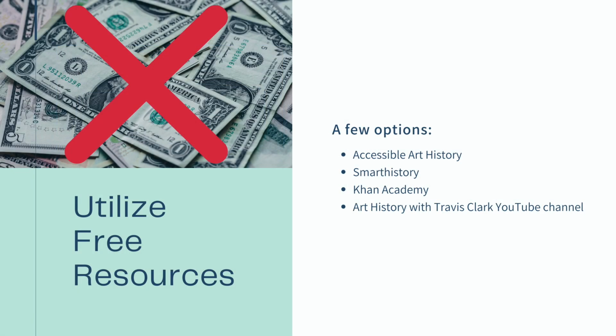My final tip includes a bit of a shameless plug. There are tons of free resources available online. One of them is my own, Accessible Art History, but others include Smart History, Khan Academy, and the numerous Instagram and YouTube channels dedicated to art history. Explore them and see what style fits what you're looking for. It's all about finding a system that makes it easier and more effective for your personal learning style.